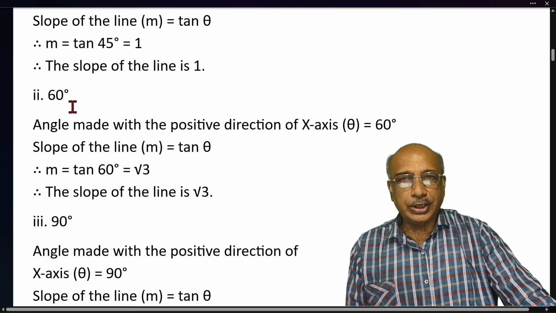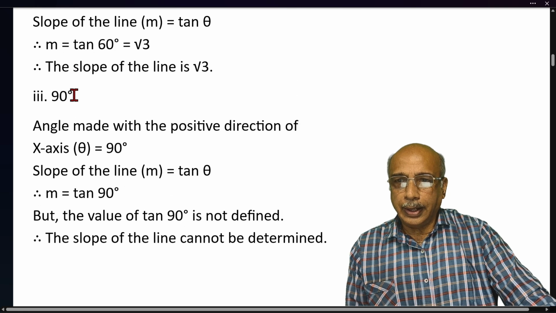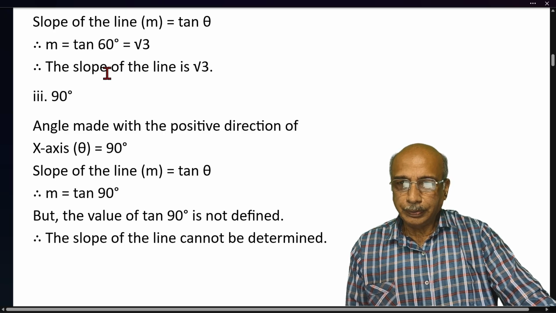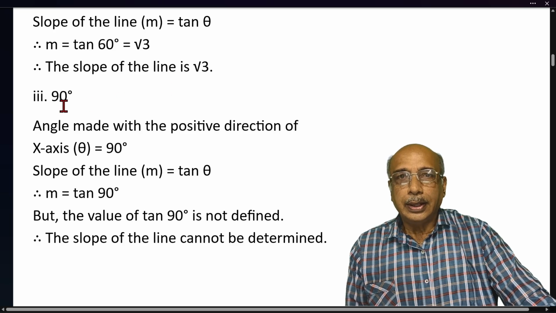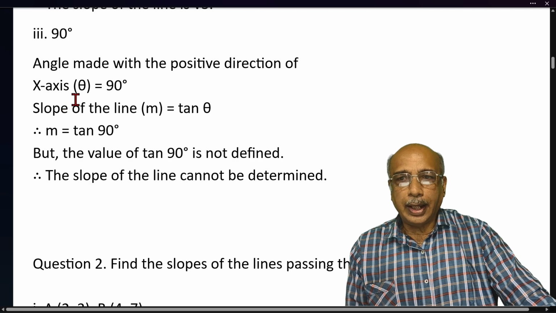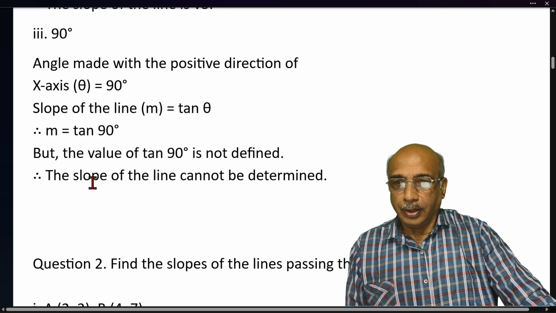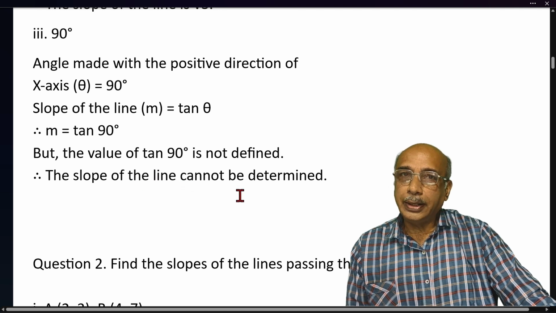Theta equals 60 degree. Again, m equals tan 60 equals root 3. Value of tan 60 is root 3. The slope of the line is therefore root 3. Theta equals 90 degree. Angle made with the positive direction of x-axis, theta equals 90 degree. Therefore, m equals tan 90, but the value of tan 90 is not defined. Therefore, the slope of the line cannot be determined.